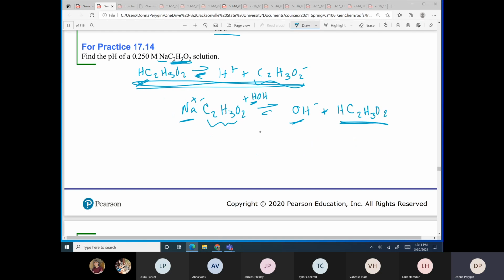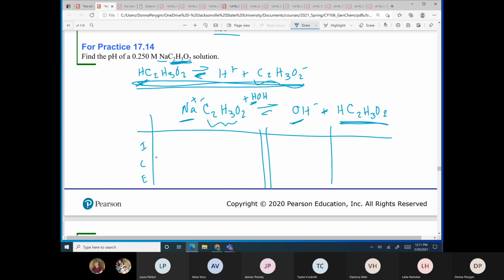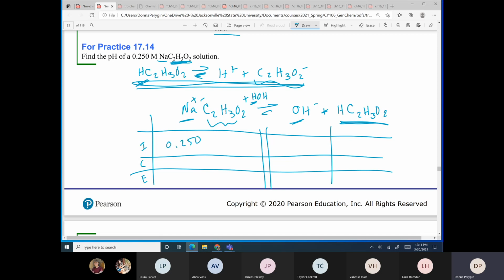So now I can set up an ice table, okay? So I started out with 0.250 moles of this. I've got a 1-to-1 ratio, so I've got 0 of this and approximately 0 of this, and I've got 0 of this, right? So I've got minus x, plus x, plus x, okay? And then I've got 0.250 minus x, and this is x, and this is x.